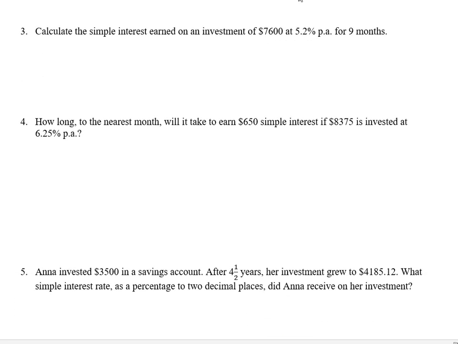Calculate the simple interest of an investment of $7,600 at 5.2% per annum, so per year, but I'm only investing it for 9 months. So writing down the information I have, my principal, I know my interest rate, which is 5.2%, and that is per year. But my time period is given in months. There's 9 months. But I know there are 12 months in a year. So now my time period is in years. I can use my formula.